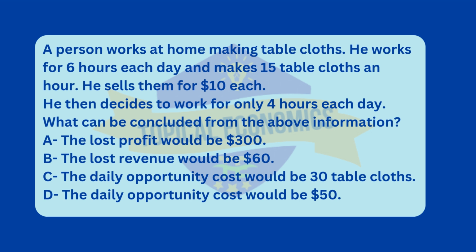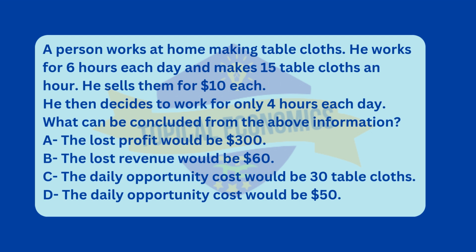The opportunity cost is the value of the next best alternative that is foregone when a decision is made. In this case, the person decides to reduce their work hours from 6 hours to 4 hours each day. By working fewer hours, they give up the ability to make and sell tablecloths. To calculate the opportunity cost, we need to figure out how many tablecloths the person makes in a day. We know that the person works 6 hours per day and makes 15 tablecloths per hour. Therefore, in 6 hours, the person can make 6 hours times 15 tablecloths per hour equals 90 tablecloths.